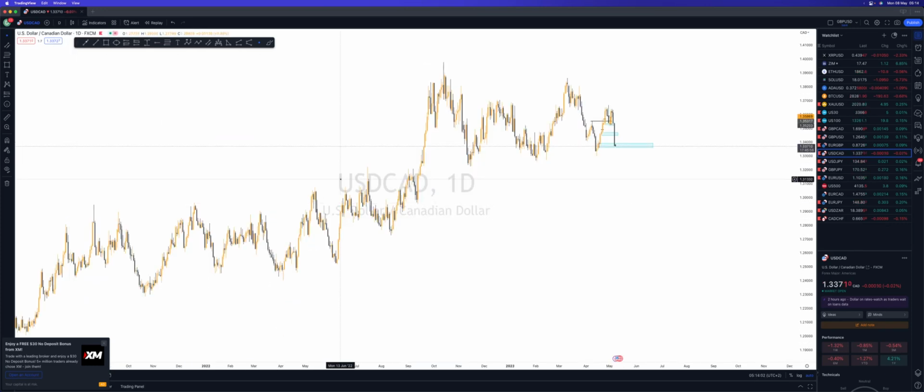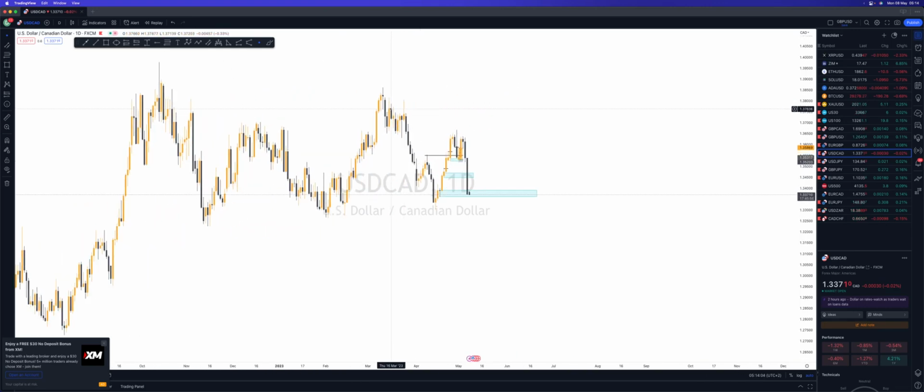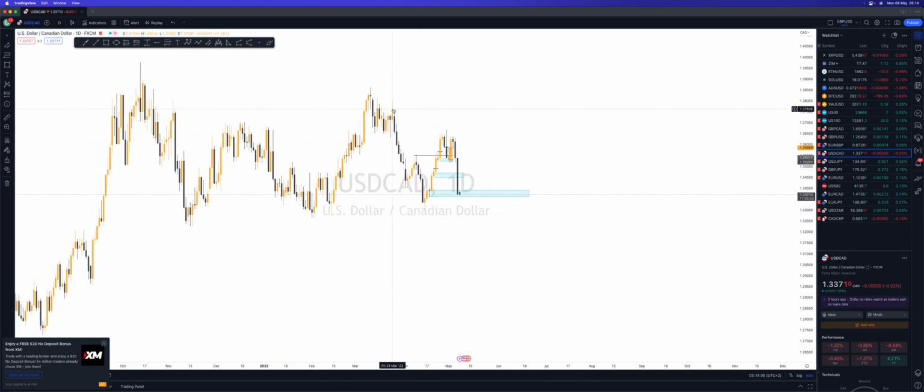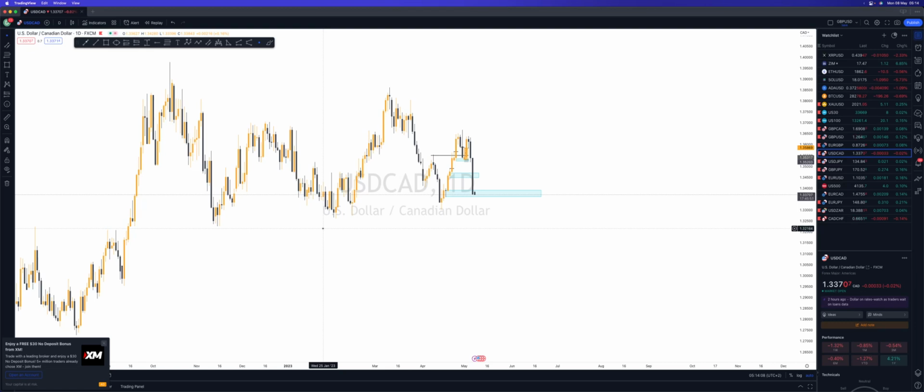Yeah, it's a nice little daily that we have here on USD CAD. I want to see if there's any other areas of interest. That area has already been tapped. And then we also have this daily area down here. Obviously, prices according to TradingView.